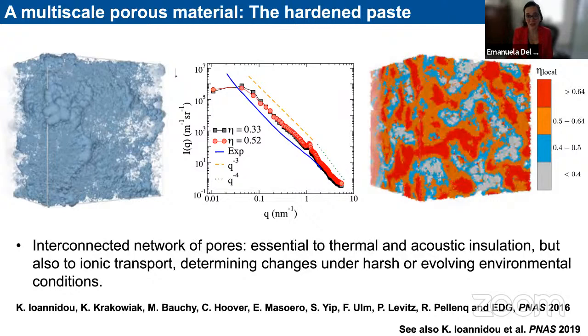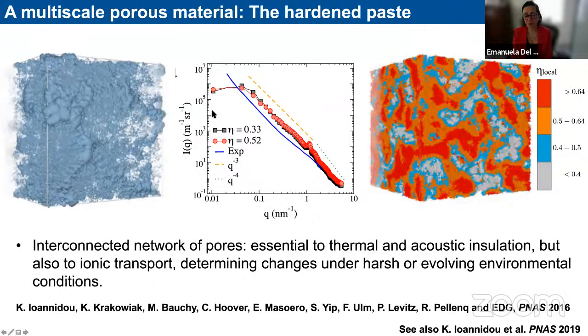And on the left here, you can see the whole pore network that of course we can identify in this type of system. And we can use this pore network to analyze the interaction of the material with the external environment: changes in temperature, changes in salinity, changes in the composition of the environment in which the material has to survive over many, many years.